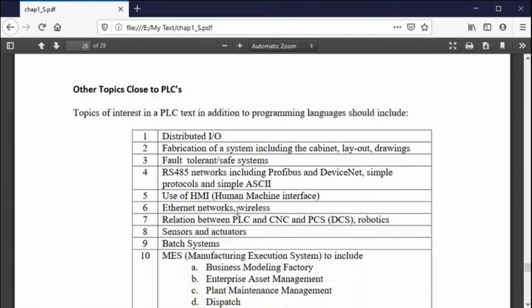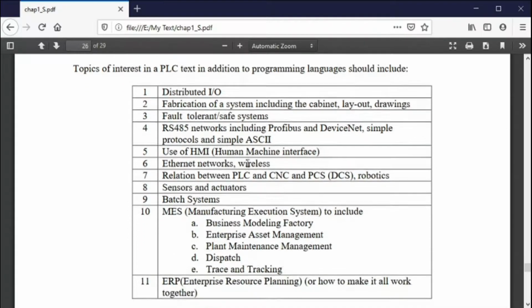Okay, so if you are studying PLCs, what other types of subjects could you be studying? Well, we talk about things like distributed I/O. We'll talk about it a little bit, but it really is not a major topic of any one of our chapters. Fabricating of systems. How do you do that? Both the panel and that type of thing. We do talk about that in Chapter 9. Fault tolerant or safety systems. We do talk about that in Chapter 20.